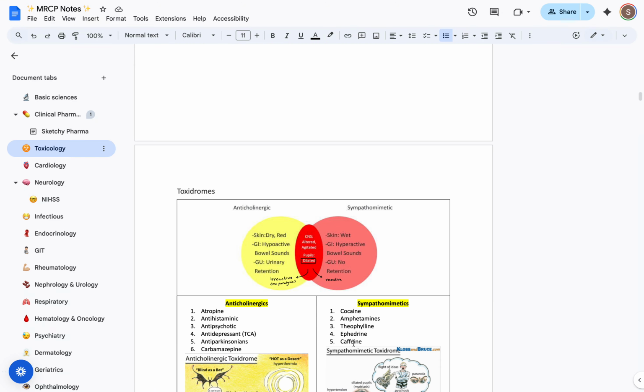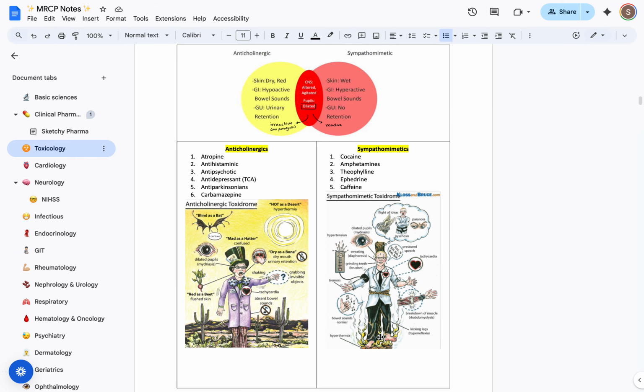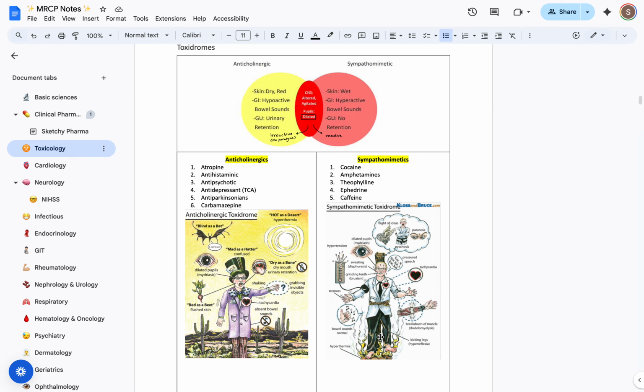Now let's look at the toxidromes. So we have the anticholinergic and the sympathomimetic toxidrome. They have some similarities, such as CNS agitation and dilated pupils. The difference is that anticholinergic is very dry and sympathomimetic is very wet. So in anticholinergic, the skin is dry and red, the GIT is hypoactive, the urine is retained, and then the eyes are also irreactive as well.